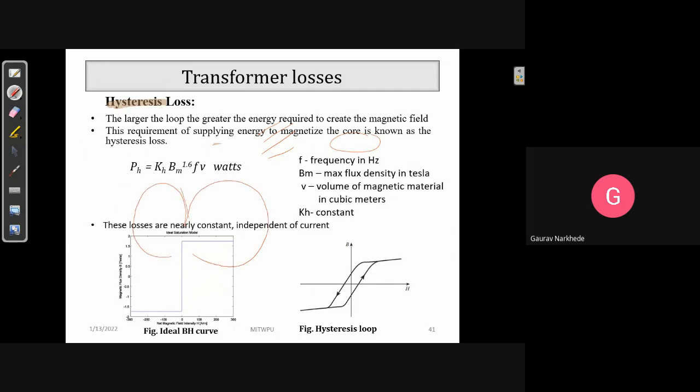It will form the magnetic flux loops, right? Due to that there will be some loss. That loss we call hysteresis loss. समझ में आ रहा है मैं क्या बोल रहा हूँ?